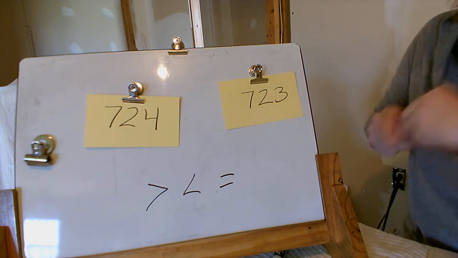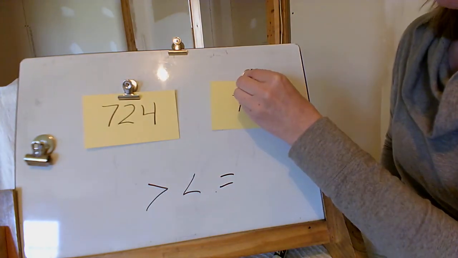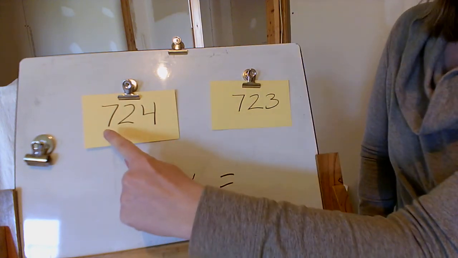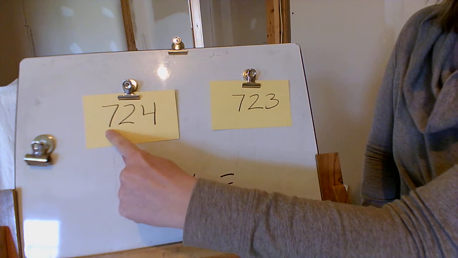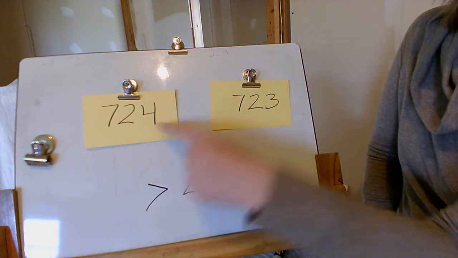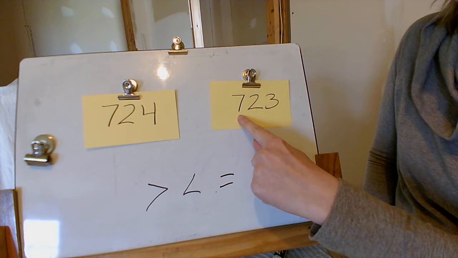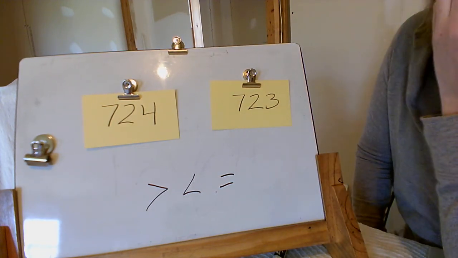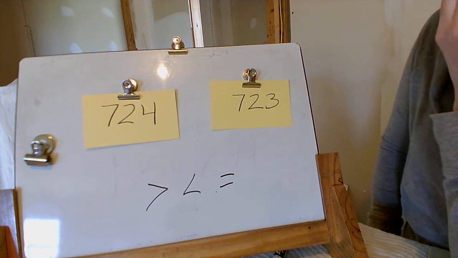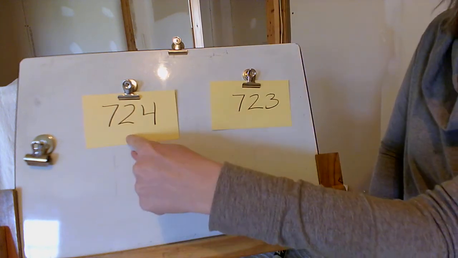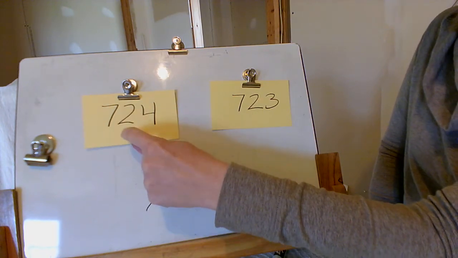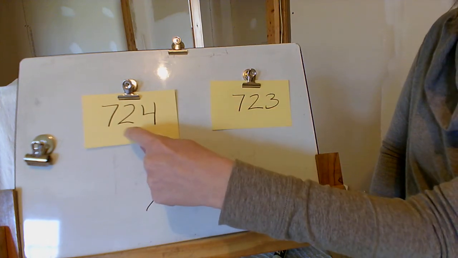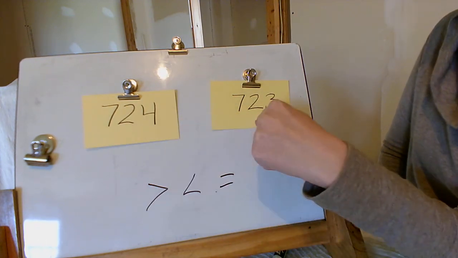So let's look at these 2 numbers up here. These numbers are both written in standard form. We would read or say this number as 724, and this number is 723. Let's compare those 2 numbers. Let's figure out which one is bigger and which one is smaller. So we're going to look at this number first. Is this number greater than this number, or is this number less than this number?